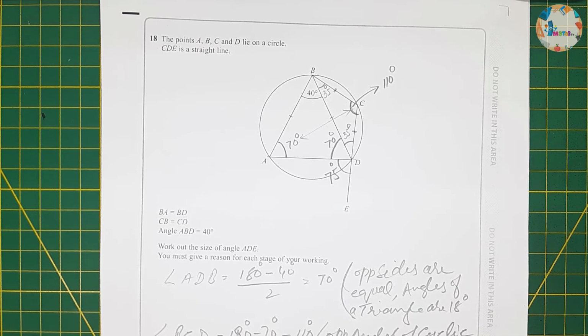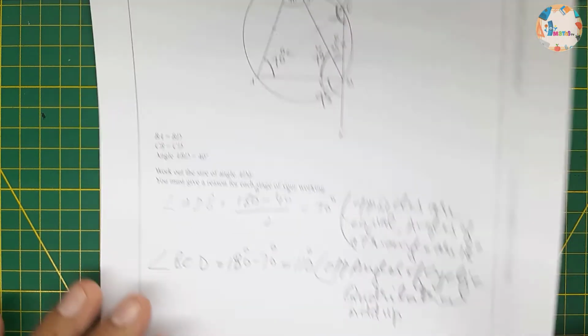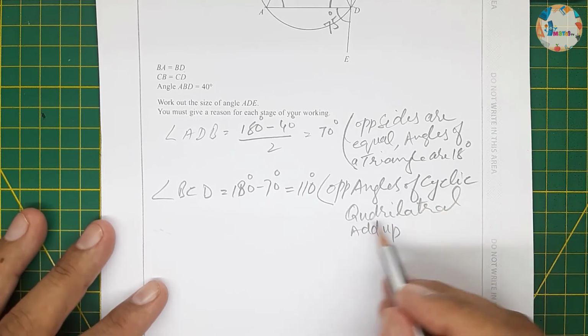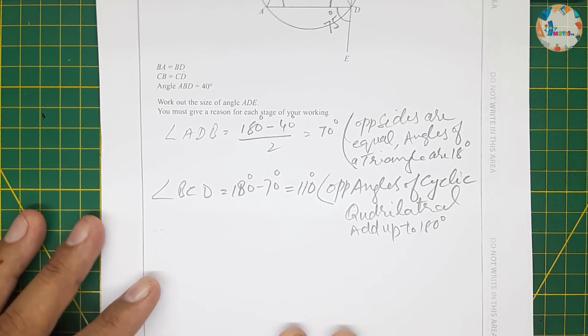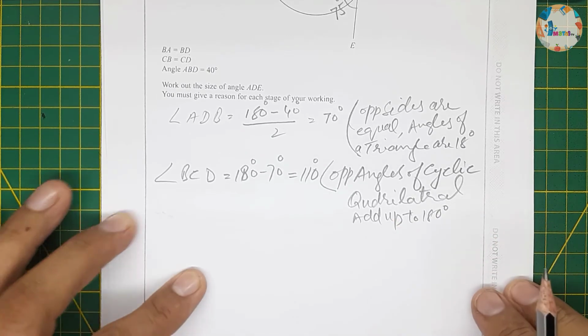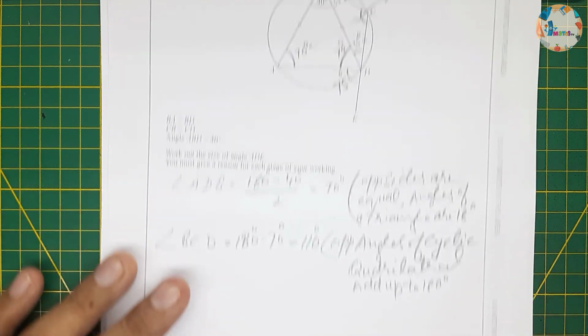We can move the page. So this one, opposite angles of a cyclic quadrilateral add up to 180 degrees. So this is also what we have written. Now what we can do, we can write this one.